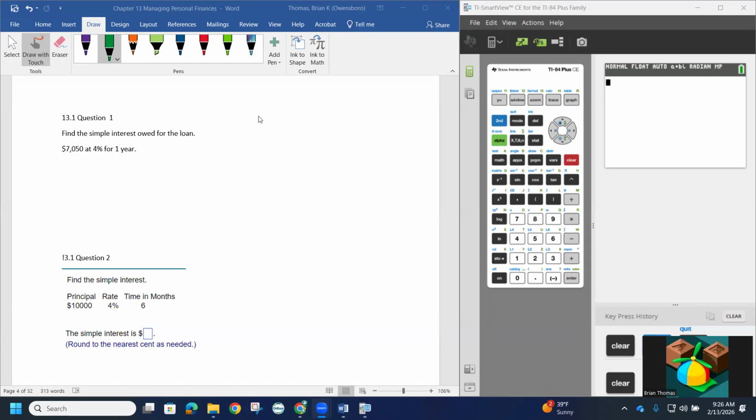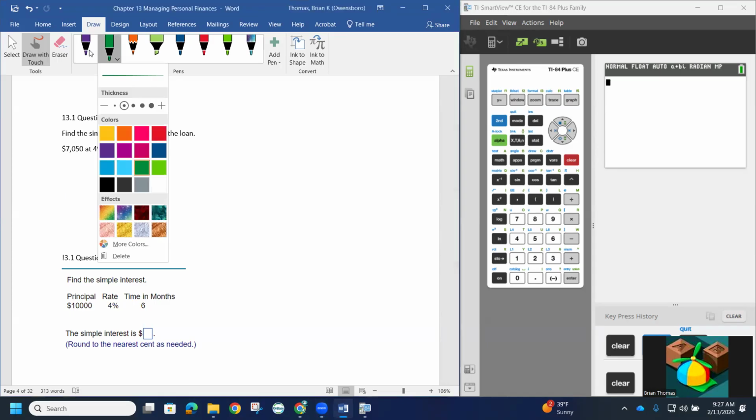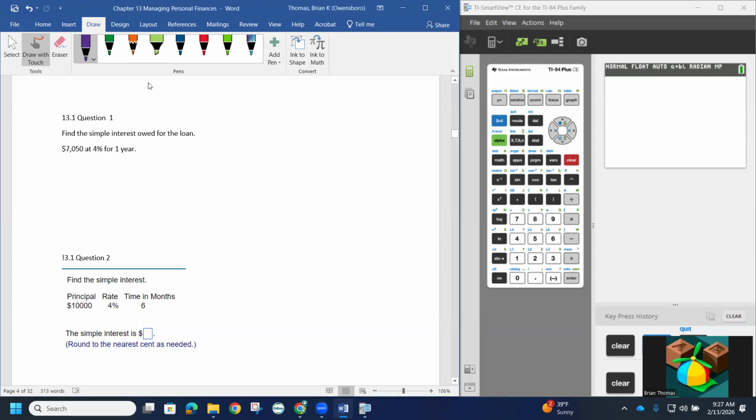So in 13.1, let's look at some questions involving interest. Our first question is find the simple interest owed for the loan. And this is the given information. So $7,050 at 4% for 1 year.